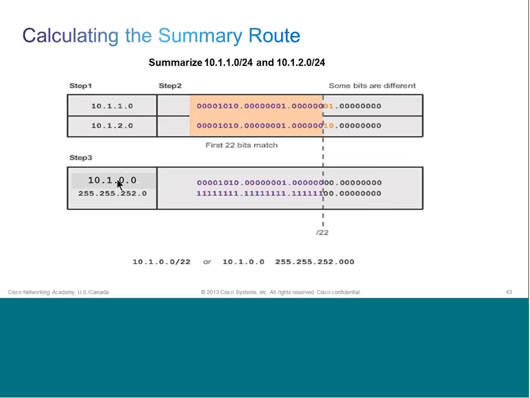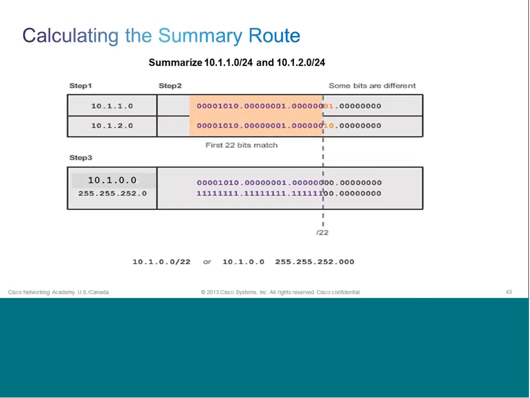Step 3, we're going to copy the matching bits. So we're going to copy all the matching bits up here, and then add 0 bits to determine the summarized network address. So we've got 0 bits here. In this example, the matching bits with 0 at the end result in a network address of 10.1.0.0/22.